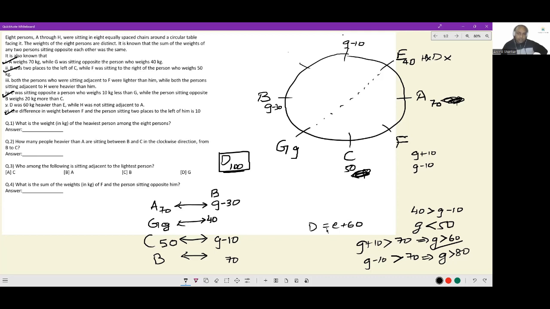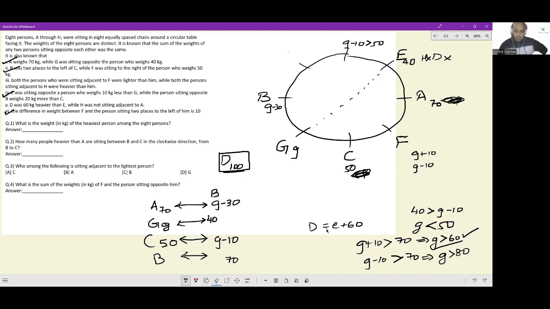If G has to be greater than 60, this person's weight here, G minus 10, has to be greater than 50. Even if I take this outcome, G is greater than 60. If H came here, we were told both the persons sitting adjacent to H were heavier than him. H coming here would not be possible because H's weight turns out to be greater than 50 and E's weight turns out to be only 40. So H is not sitting here.